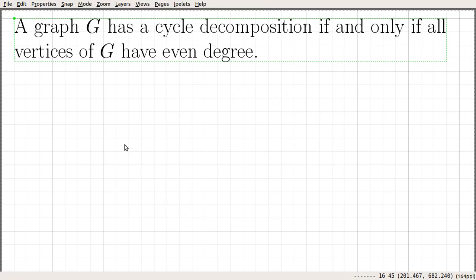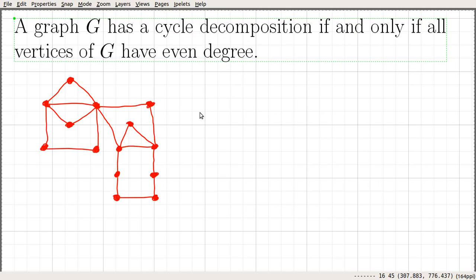Okay, in this video we are going to prove the statement: a graph G has a cycle decomposition if and only if all the vertices of G have even degree. So let's look into one or two examples before proving this statement.